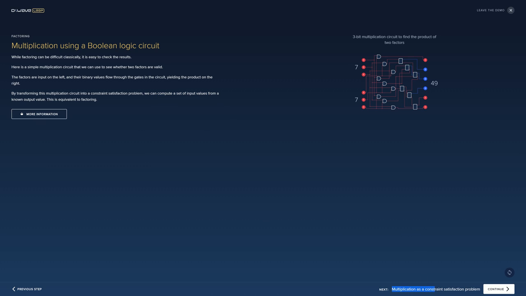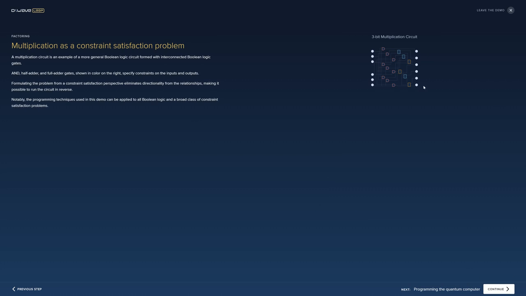So next is the multiplication constraint satisfaction problem. By the way, ladies and gentlemen, this is the first time I read this, so I will read it for you. A multiplication circuit is an example of a more general Boolean logic circuit formed with interconnected Boolean logic gates. These are some kind of gates, half adder and full adder gates. So I guess that's a full one and that's a half one, shown in color on the right.